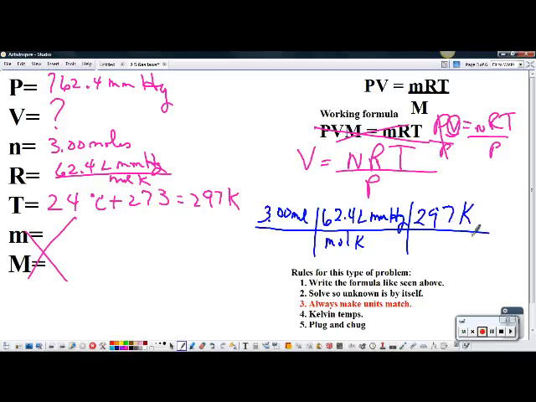And my pressure needs to go on the bottom, and it just needs to go in an open spot. Doesn't matter whether I put it in the first open spot or the last open spot, it's in an open spot. So it's closer over here to where I'm standing, so I'm going to put it here. 762.4 millimeters Hg. Now, let's cancel our units. Mole, cancel. K, cancel. Millimeters Hg, cancel. What have I got left? Volume. Okay? Want to make sure your units cancel.